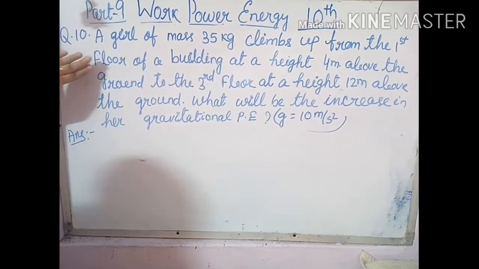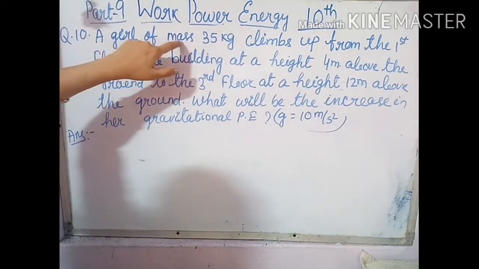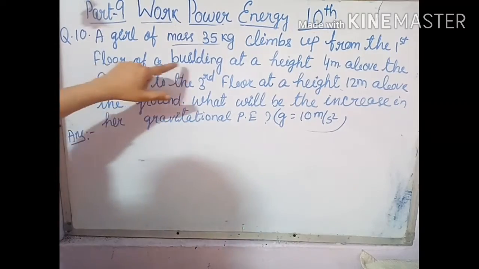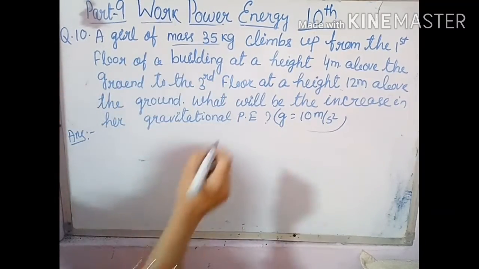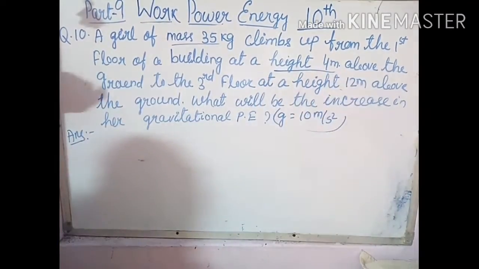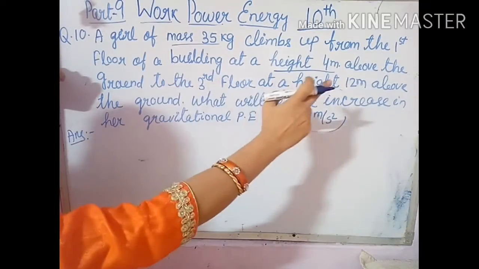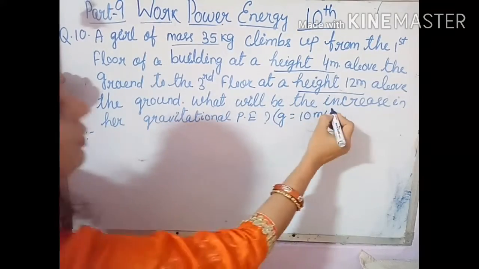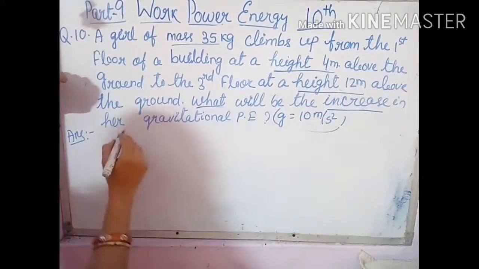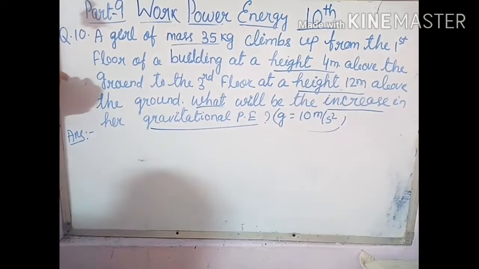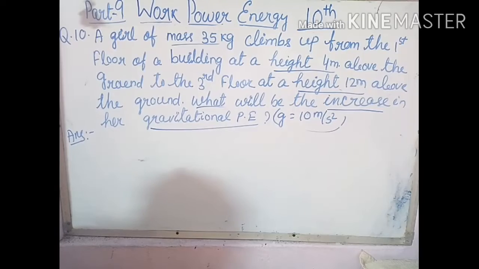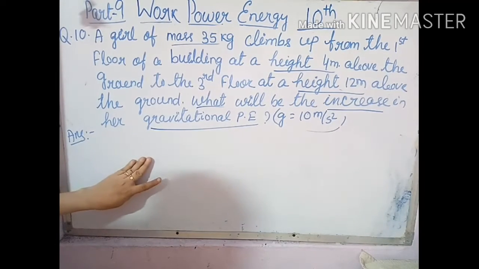Now children, see the next question. A girl of mass 35 kg climbs up from the first floor of a building at a height 4 meter above the ground to the third floor at a height 12 meter above the ground. Then what will be the increase in her gravitational potential energy? Here another question is asking gravitational potential energy. So you have to recall the formula of gravitational potential energy, that is mgh.